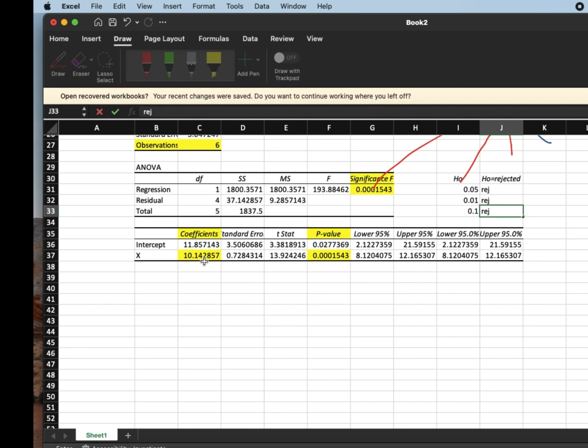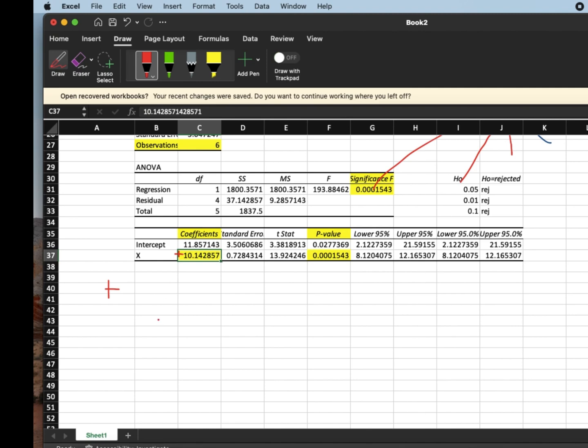Next that you're going to take note of is your coefficient. This describes the relationship between the dependent and the independent variable. In this case, they have a positive relationship. See this? This is positive 10. So it shows a positive relationship.